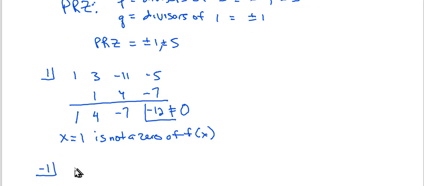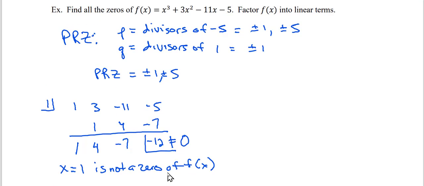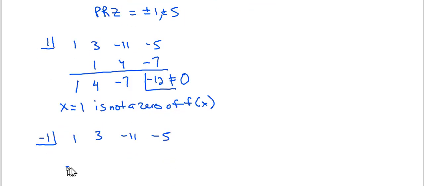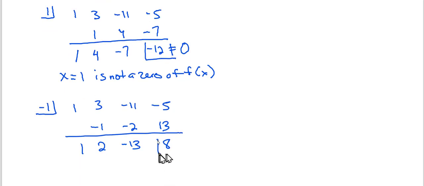Let's try negative 1. Our coefficients there. The 1 comes straight down, then we multiply. Negative 1 times 1 is negative 1. Add gives us 2. Negative 1 times 2 is negative 2. Add there, we get negative 13. Negative 1 times negative 13 is positive 13. That gives us 8. Not equal to 0, so that one didn't work either.